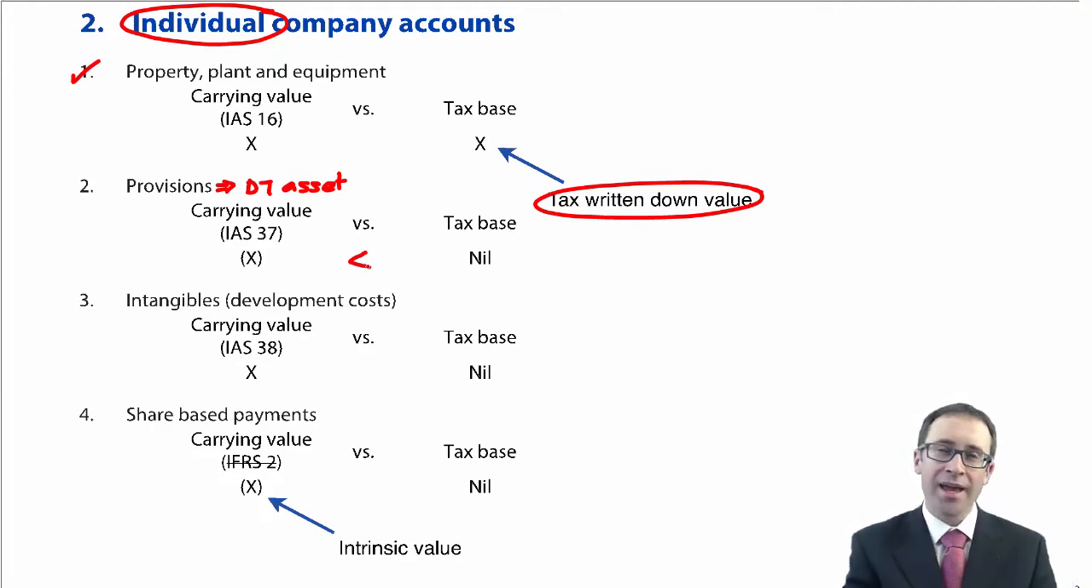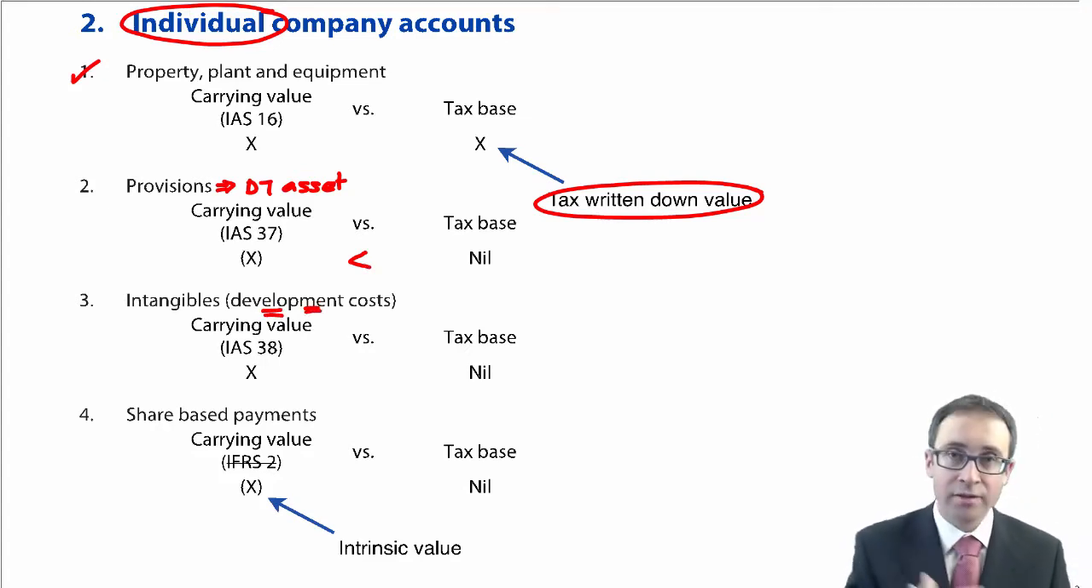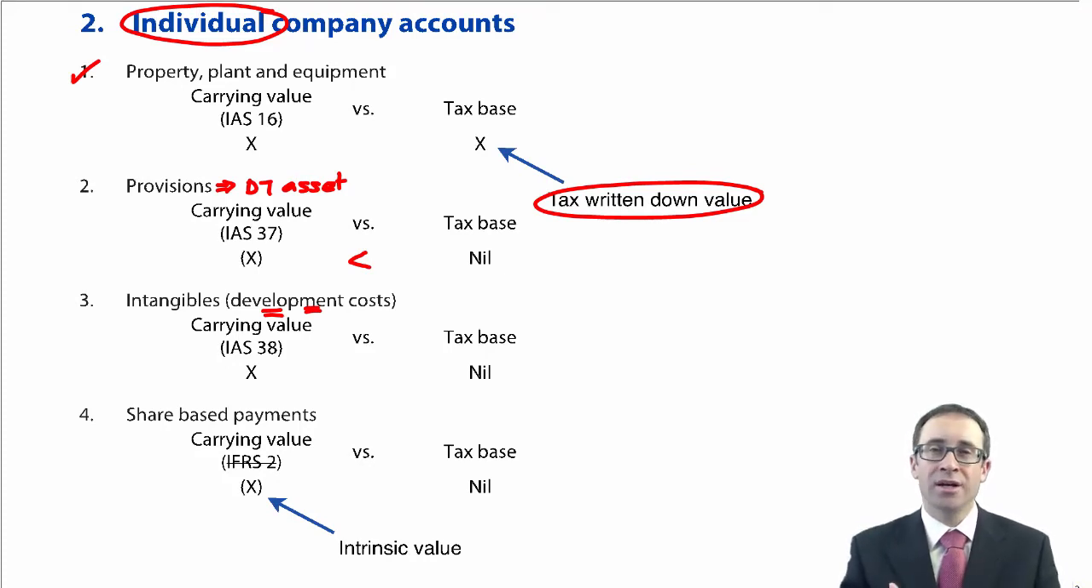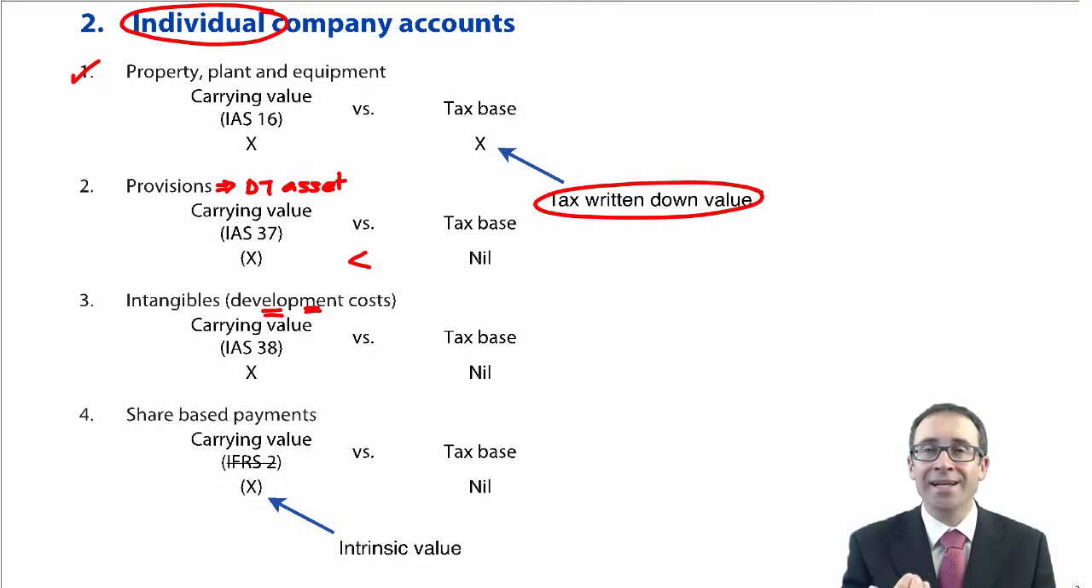Okay, excellent. Intangibles, essentially intangibles focus on development costs. Research gets expensed, and the tax authorities allow that research as an expense in the year that it's incurred. So there's no difference whatsoever there. There will be a difference with regards to development costs, because again, the tax authorities allow development costs as a tax allowable deduction as they are incurred, because they want to encourage research and development, don't they? So the tax base is always nil. They don't recognize an asset within the financial statements.